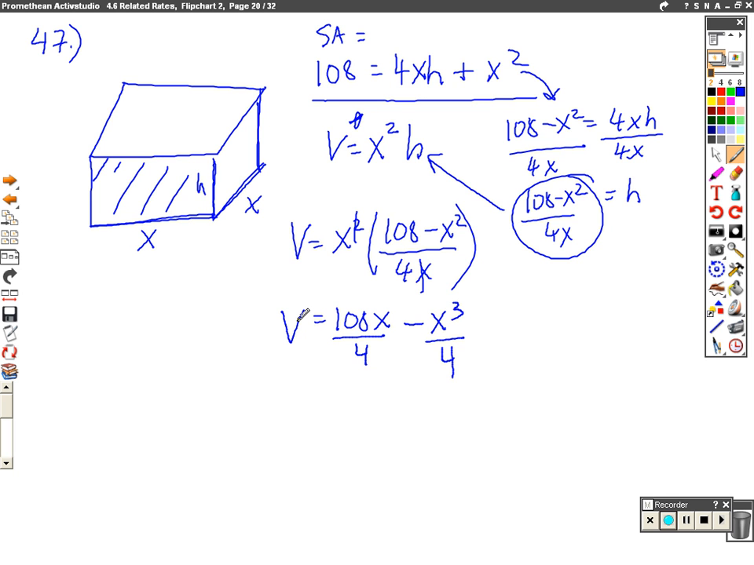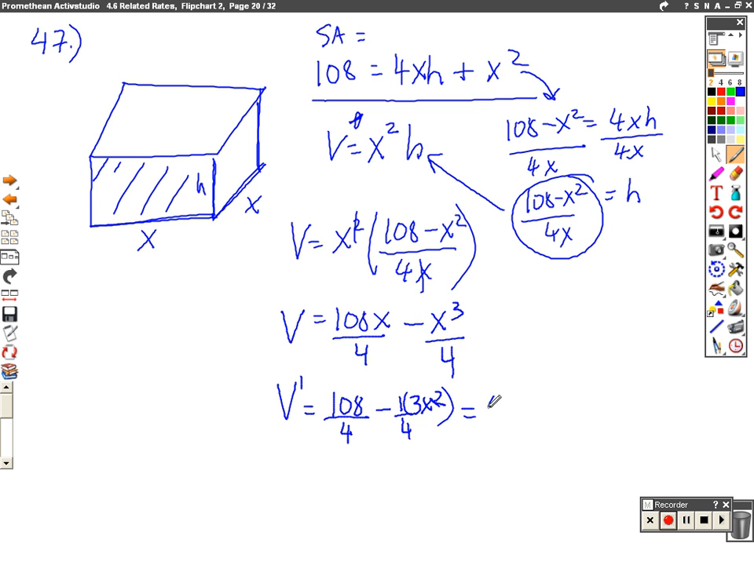Once you have that volume equation in terms of one variable, which we do, it's only in terms of x, we can go ahead and optimize it by, we're always going to take its derivative. So this is 108 over 4 times x, will just be 108 over 4, minus, this is 1 over 4 times the derivative of x cubed, which is 3x squared. All right, so we have 1 times 3x squared. Perfect. Okay, we're always going to set this equal to 0.